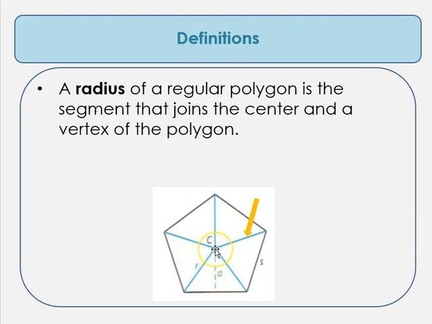We know they have a center, just like a circle, but they also have a radius. And the radius has the same properties that we've learned about circles. So all the radii in a regular polygon will all be congruent lengths. And it's the segment that joins the center of the polygon to one of the vertices.